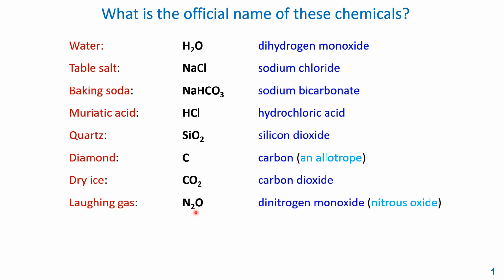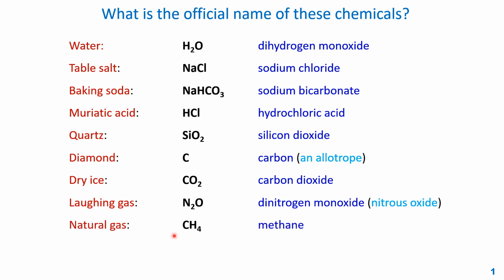Laughing gas is another common chemical used in hospitals as anesthesia, and the formula is N2O, so 2 nitrogen and 1 oxygen atom in 1 molecule of this laughing gas. Officially, it's called dinitrogen monoxide. Another common name is nitrous oxide.